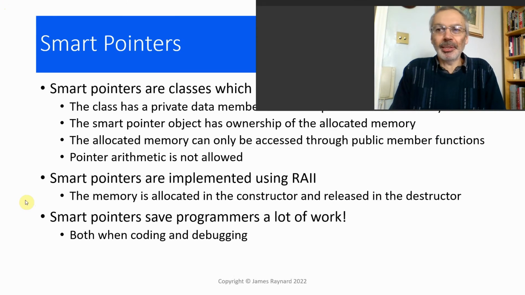Smart pointers are implemented using the RAII idiom. The memory is allocated in the constructor and released in the destructor. So this guarantees that the memory is always released, either at the end of a scope or if an exception is thrown. Smart pointers will save you a lot of work, both when coding because you don't need to keep track of all this memory and who's using it, and also when debugging because you won't have so many crashes to debug.